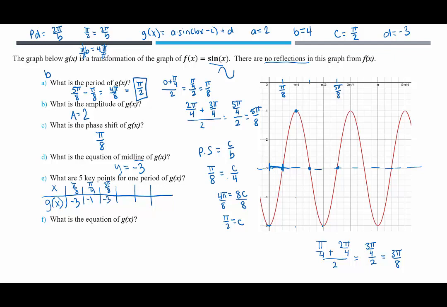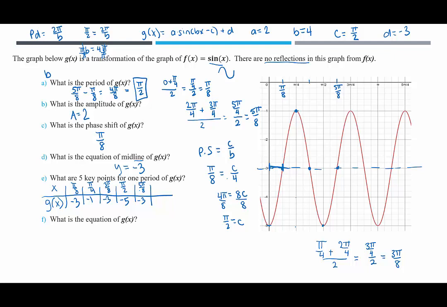Okay, we're going down to the bottom of the graph. The x coordinate is pi over 2. Down at the bottom, that puts us at -5. And back to the middle, we're going to end this period at 5 pi over 8 and -3. So those are the 5 key points for one period. They look gorgeous. Hopefully everything works out. You can always check your work here with all of the different pieces of information from A through D.